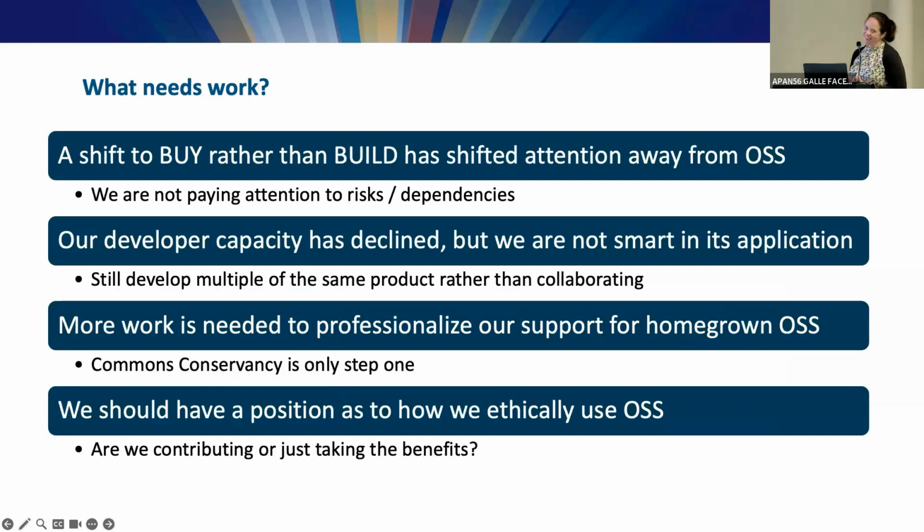There's lots of areas where we think we need to do a lot of work, not just at GEANT, but hopefully with our global partners as well. And we'd be interested in talking to all of you guys about this. We feel that a shift to buy rather than build over the last 10 years or so has really shifted attention away from open source software. And this means we are not paying attention to risks and dependencies. It's definitely true that our developer capacity has declined. Lots of people have been drawn away.